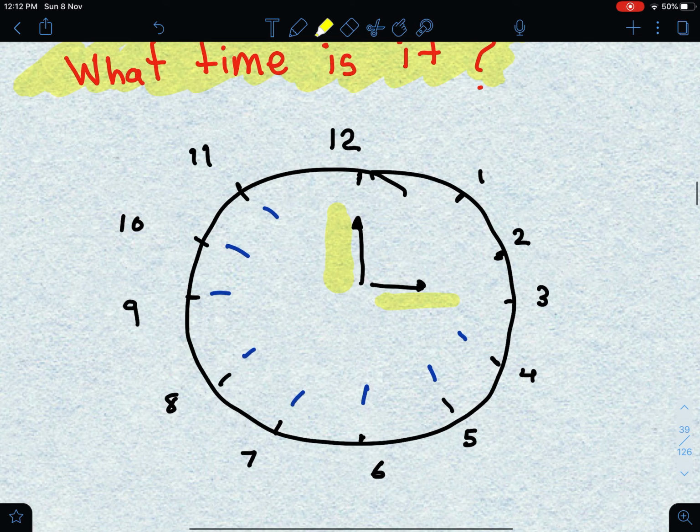Hello everybody, in this lesson I'm going to explain how to tell time accurately. So what time is it? Before we start, let's take a look at this clock.